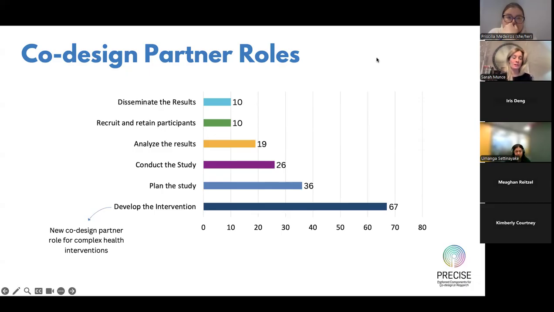So, not surprising for a co-design review that in most of the studies there was evidence of partnership in developing the intervention, the program or the app, followed by planning the study and conducting the study. And you can see really as the research cycle advances, that partnership wanes, or there was less evidence of partnership at the later stages of the research cycle. So, including partnership on disseminating the results.